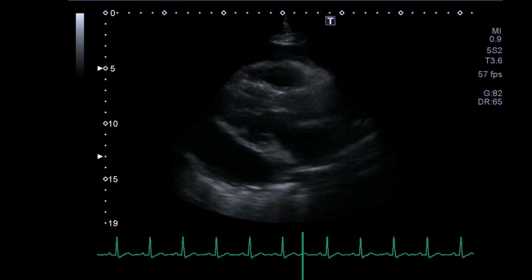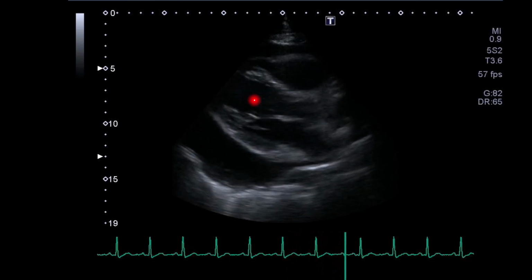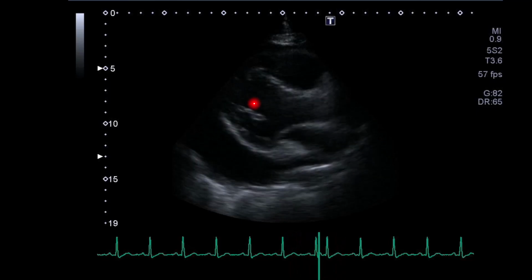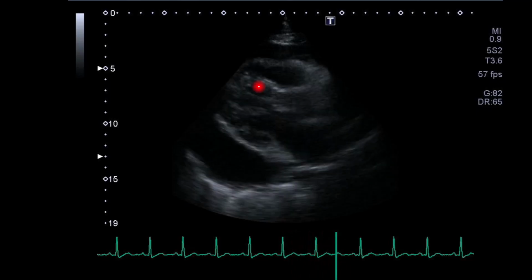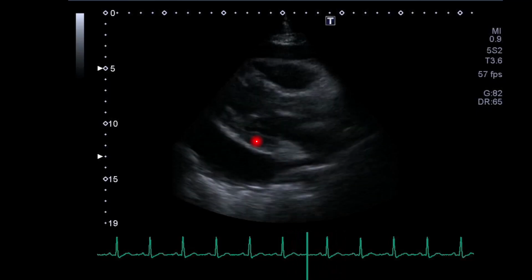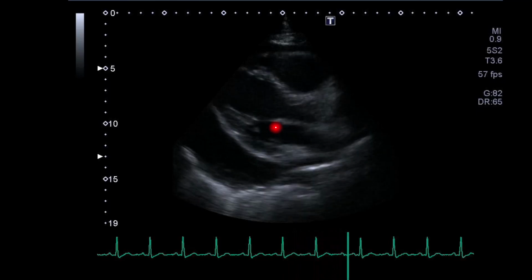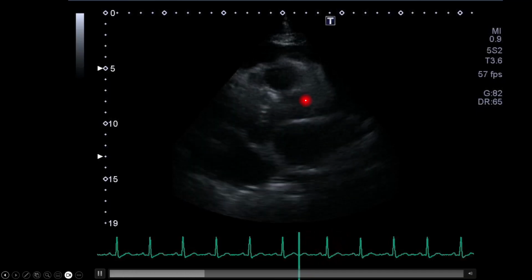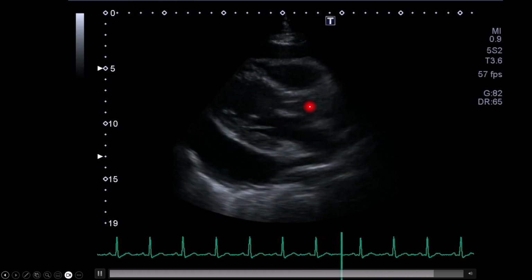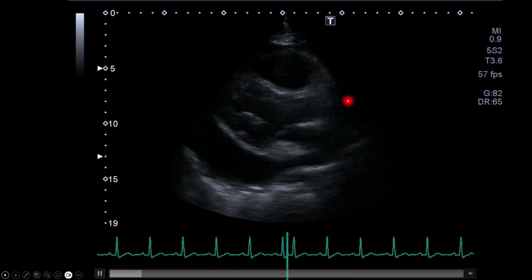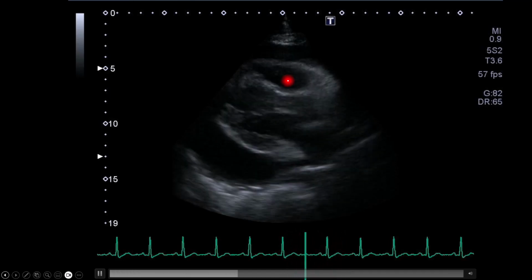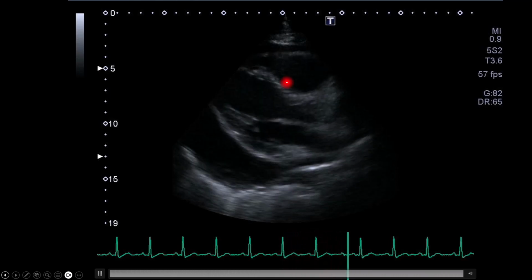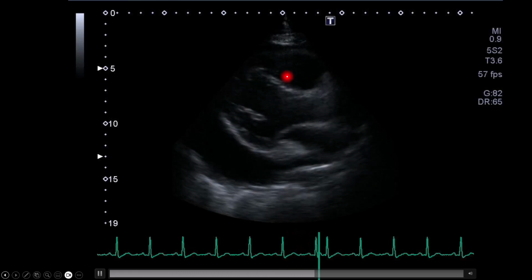You've probably already noticed that a parasternal long-axis view is shown here. We see the left ventricle with the septum and the posterior wall. Here's the mitral valve and the left atrium. We can just make out the aortic valve. This is where it exits into the aorta. And here at the top of the image is the right ventricular outflow tract, RVOT.